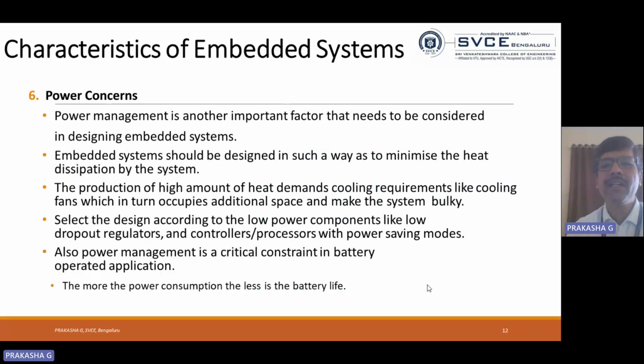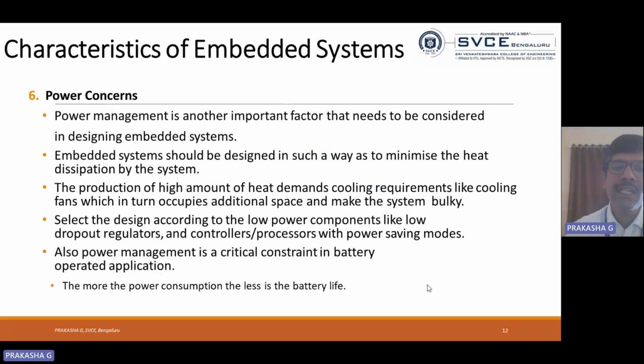Power management is another important factor that needs to be considered in designing an embedded system. Embedded systems should be designed in such a way as to minimize the heat dissipation by the system. If it dissipates heat, it consumes more power, and power consumption is also an important factor. A product with a high amount of heat demands cooling, like cooling fans, which in turn occupy additional space and make the system bulky. So select the design according to low power components like low dropout regulators and controllers and processors with power saving modes.